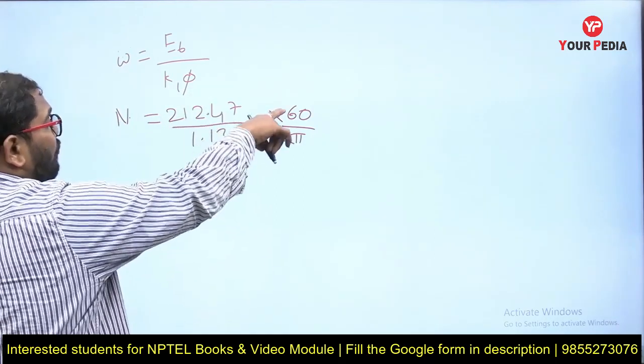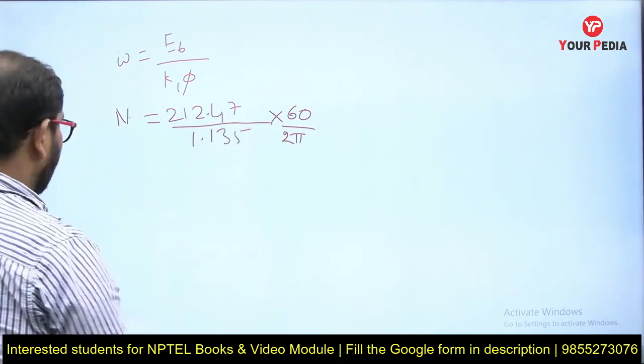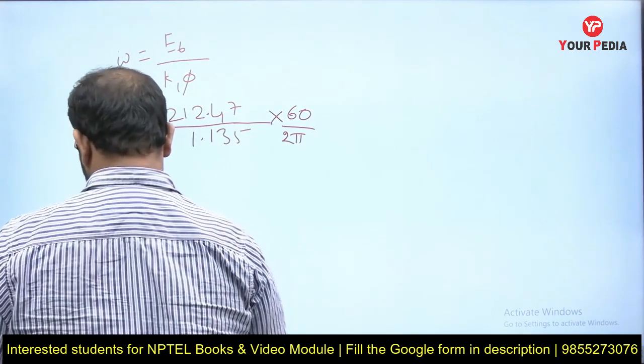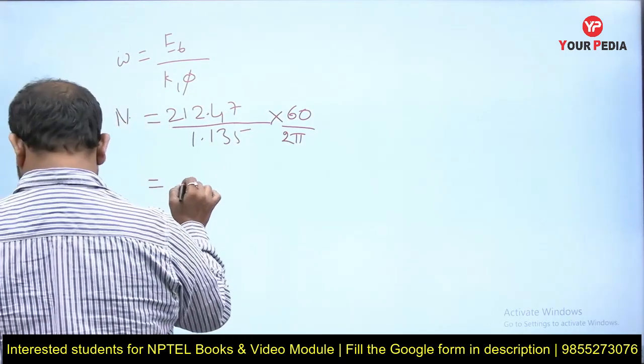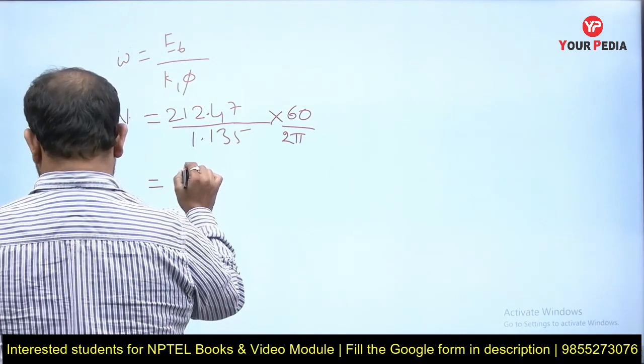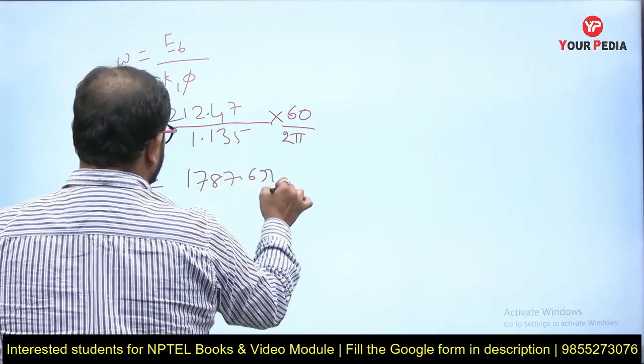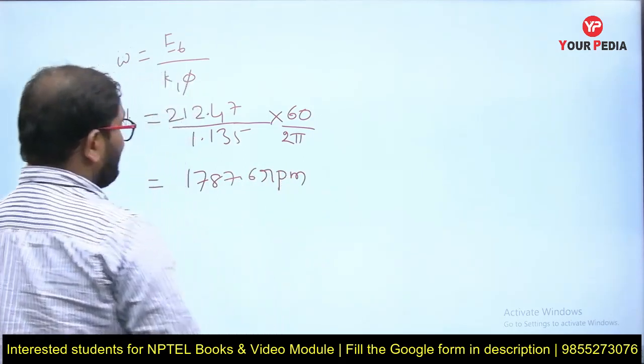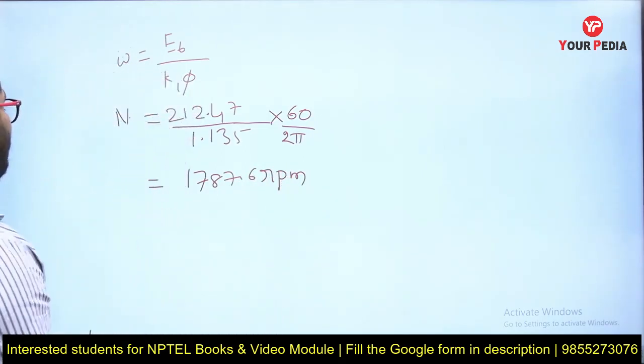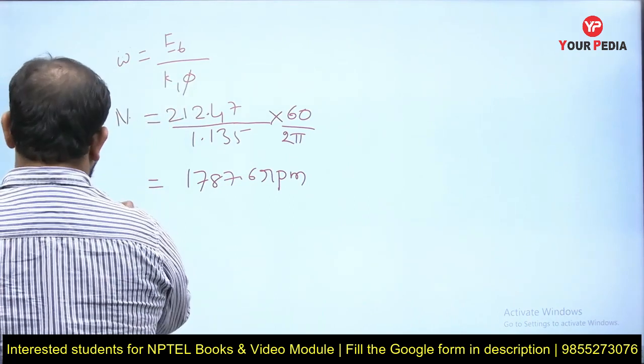We have omega, we need to convert that into rpm. So this will give you the speed value. How much speed value will it give you? 1787.6 rpm.